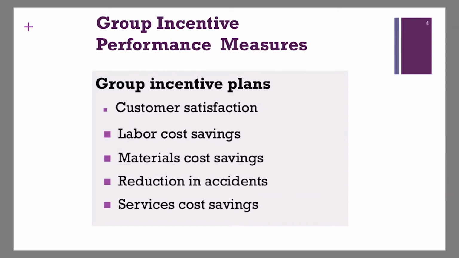Now let's look at group performance metrics. For group incentive plans, it goes beyond the individual. That could be labor cost savings, material cost savings, reductions in accidents, as well as service cost savings. That happens at the level of the group. It could also be customer satisfaction as well.